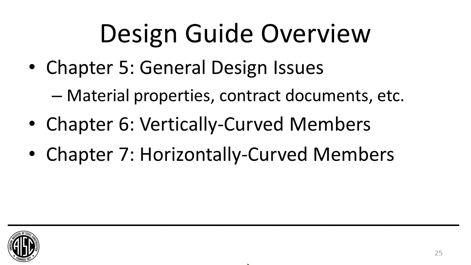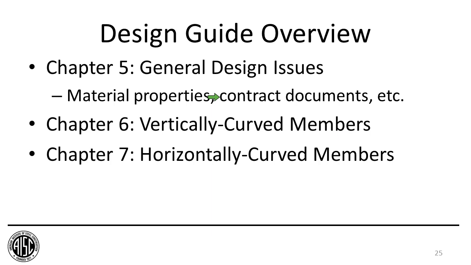Chapter 5 is general design issues, and this is kind of a location where I put a lot of things that you're probably not going to use unless you have a special situation. The one exception is that I've got information on contract documents in there, which I think everybody should probably review, and we'll talk about that some today and probably at the very beginning of session 2.